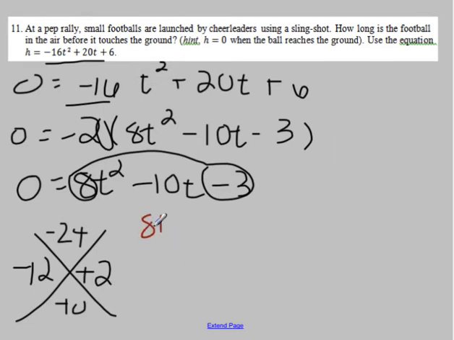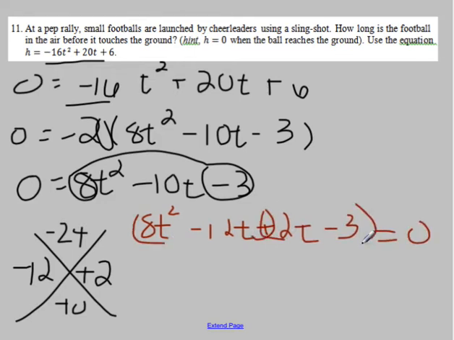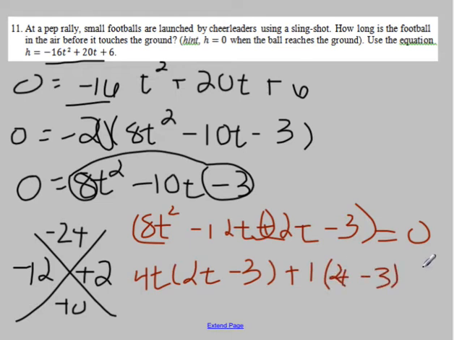So I have 8t squared minus 12t plus 2t minus 3 is equal to 0. So now I'm going to factor by grouping. Between 8 and negative 12, I can take out a 4 and a t, and then I'm left with 2t minus 3. Out of my second group, I can't take out a greatest common factor, so I'm going to take out a 1 just to remind myself that that 1 is there. And then I'm left with 2t minus 3.